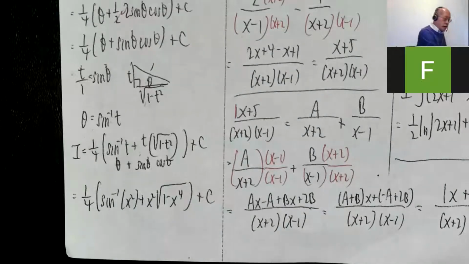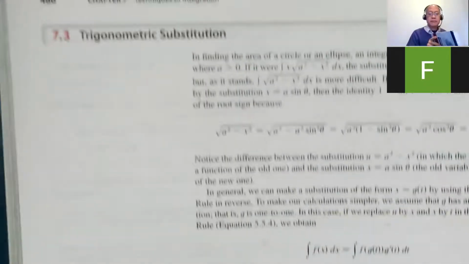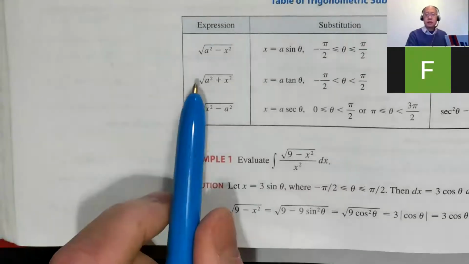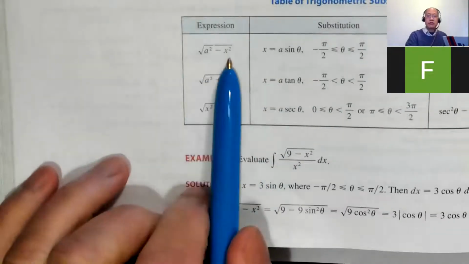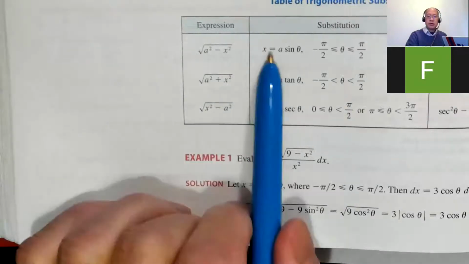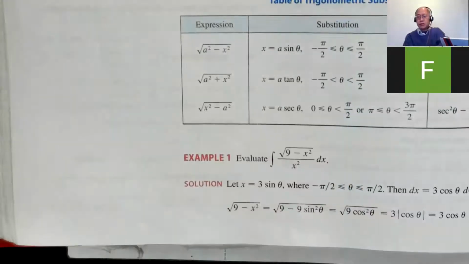But the main ideas for 7.3, page 486: you want to see which of these 3 scenarios you have. Put it on your formula sheet. If you have square root of a squared minus x squared, square root of a squared plus x squared, or square root of x squared minus a squared, then you pick these. You don't really need this stuff, cover this stuff.